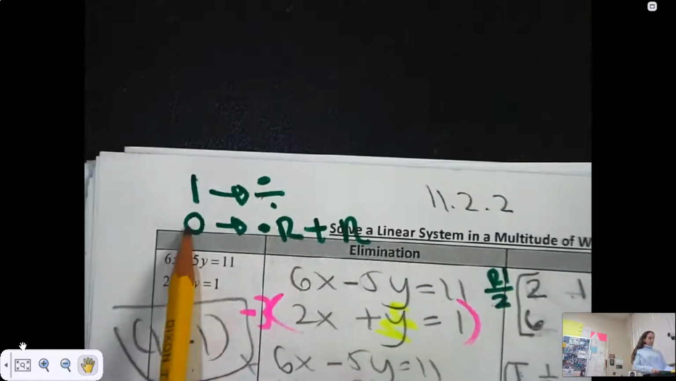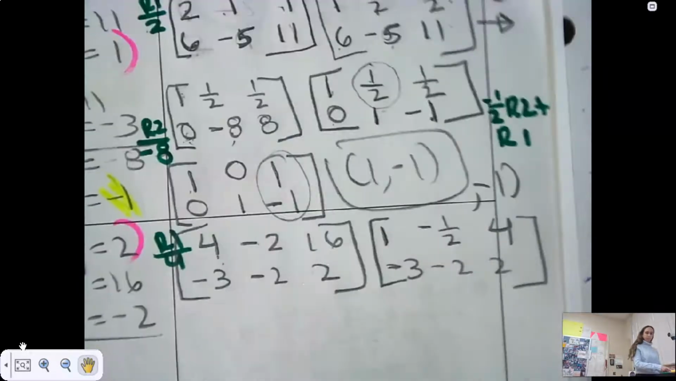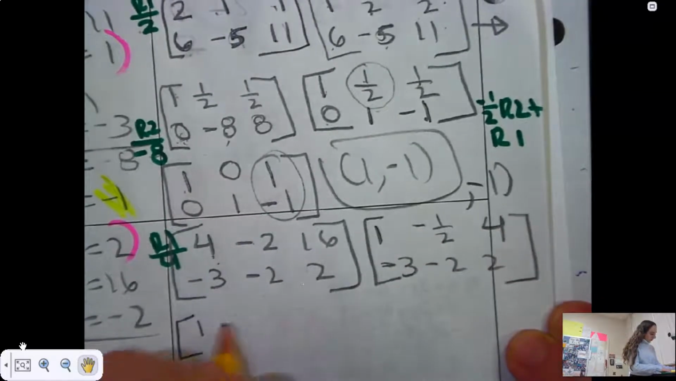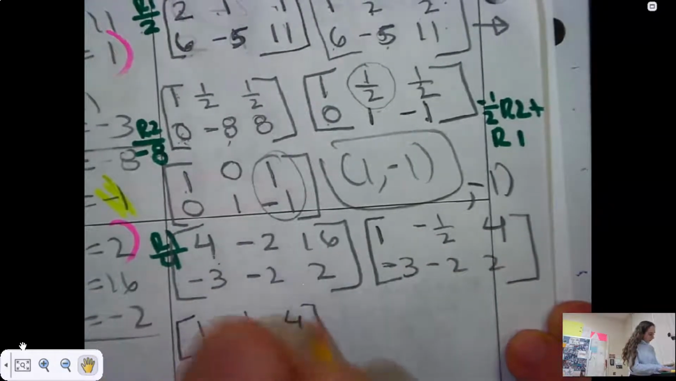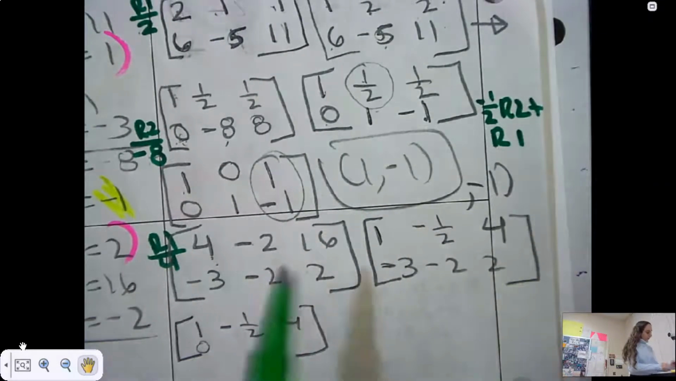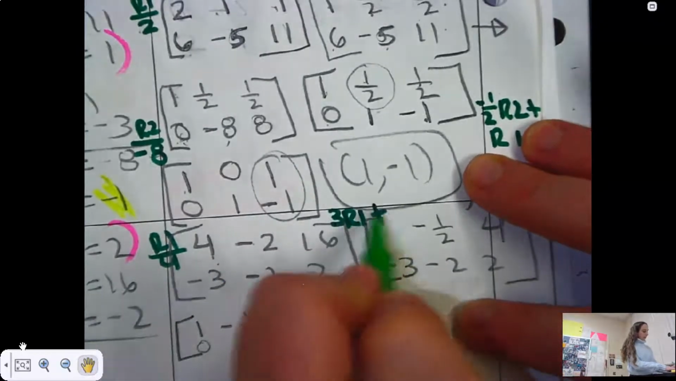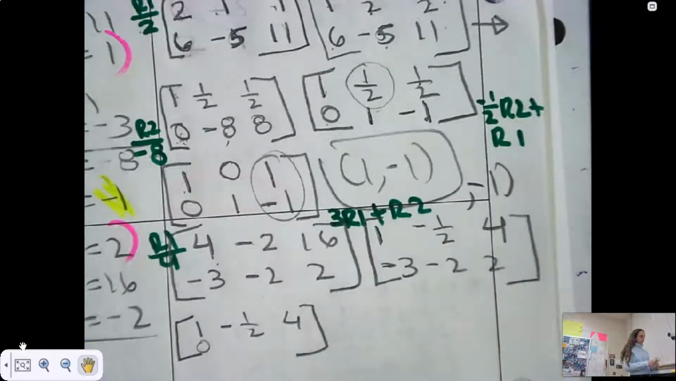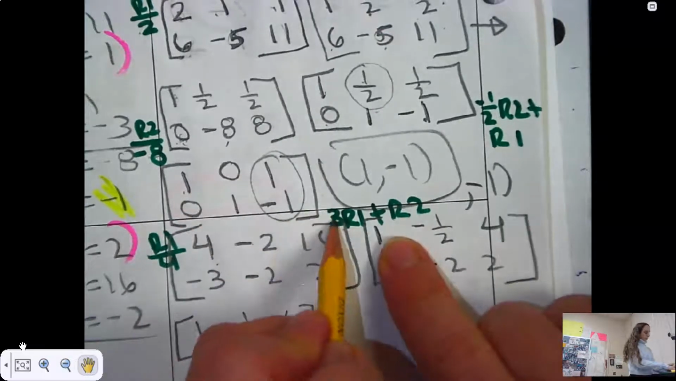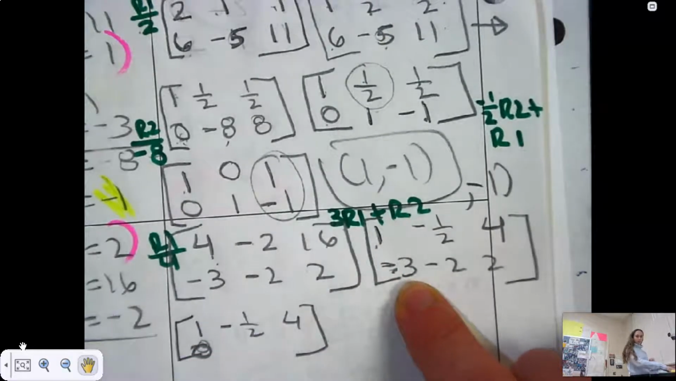Now I want to get my 0, so I'm going to multiply one of them and then add it to the other one. So who is not going to change? The 1, the -1/2, and the 4. And my goal is to get that 0, okay? So if I went 3 times the first row and added it to the second row, I would get 0, because what's the opposite of -3? 3. So 3 times the first row is 3, plus -3, 0. Ah, I got my 0.